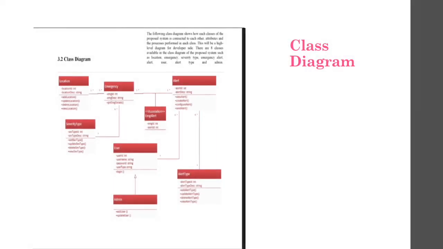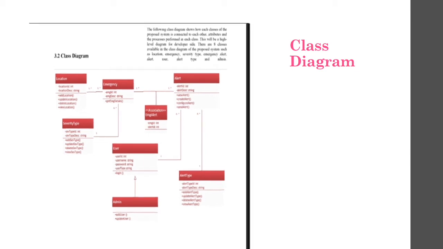A class diagram is then made, which is a main building block of object-oriented modeling. It is used for general conceptual modeling of the structure of the application and for detailed modeling, translating the models into programming code. The class diagram can also be used for data modeling.